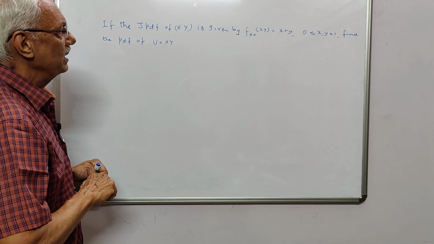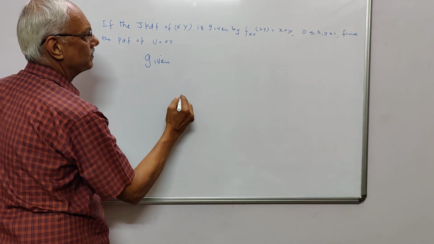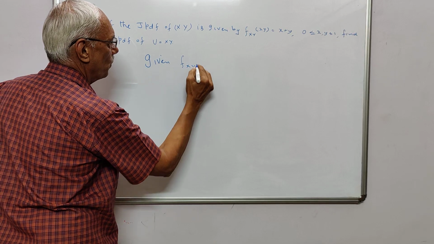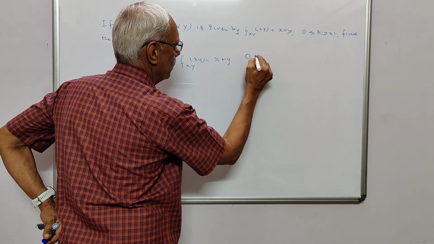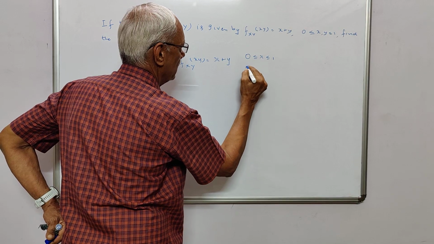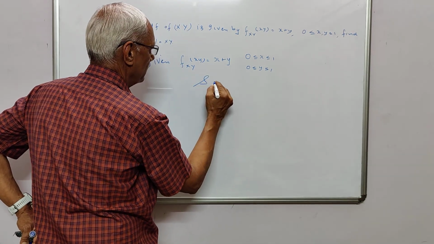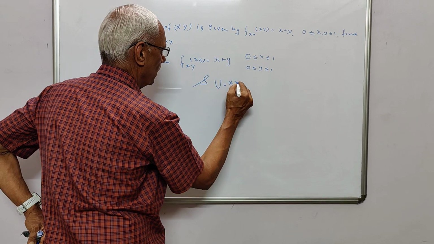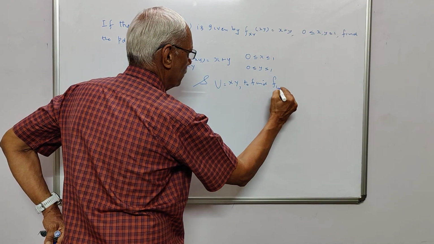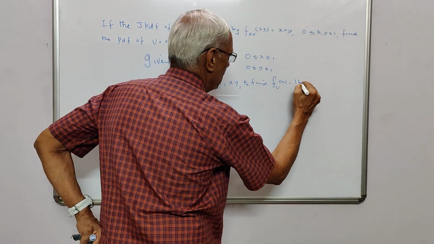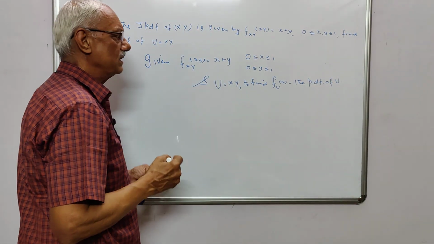That is, see here, given, I'll write here: given f of xy is equal to x plus y, with 0 less than or equal to x less than or equal to 1, 0 less than or equal to y less than or equal to 1, and u is equal to xy, to find f of u, the probability density function of u. So this is the problem.